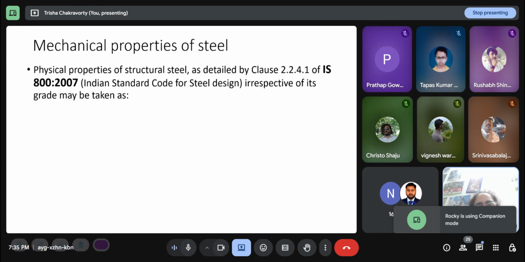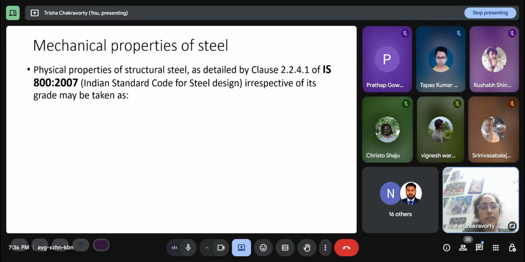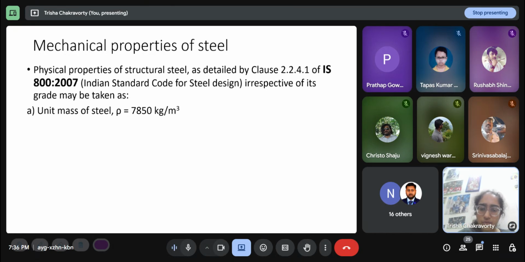So, physical properties of structural steel as detailed by clause 2.2.4.1 of IS 800:2007. 2007 is the year of last revision of the Indian Standard Code for Steel Design. Irrespective of its grade, they may be taken as follows. We'll look at what the grade is also. But some of the properties like unit mass of steel, or the density, generally represented by the symbol rho, is 7850 kg per meter cube.